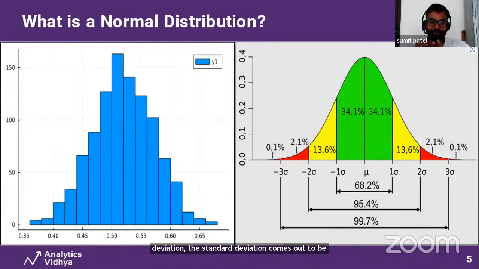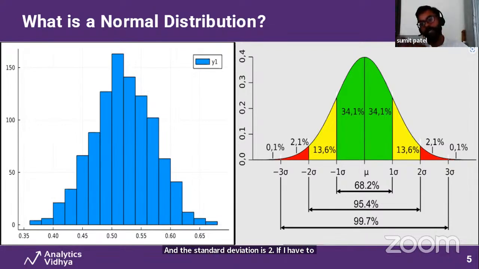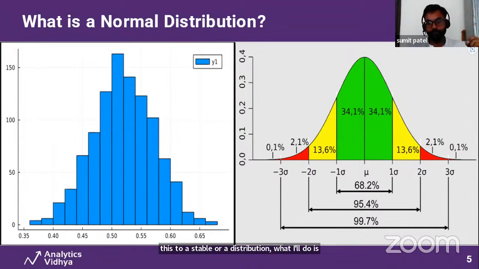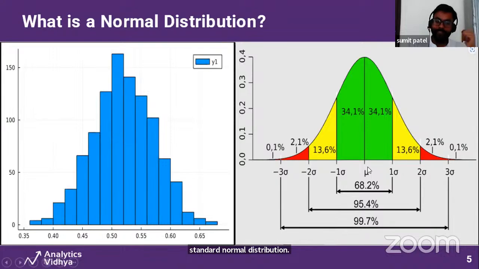Now in this case, the mean is 10 and the standard deviation is 2. If I have to convert this to a standard normal distribution, I'll change each number. For a standard normal distribution, the mean is 0 and the standard deviation is 1. And for a normal distribution, the mean could be anything, the standard deviation could be anything. We'll see when we do the hands-on how to convert a normal distribution to a standard normal distribution. Once you convert it, these are the properties of a normal distribution.